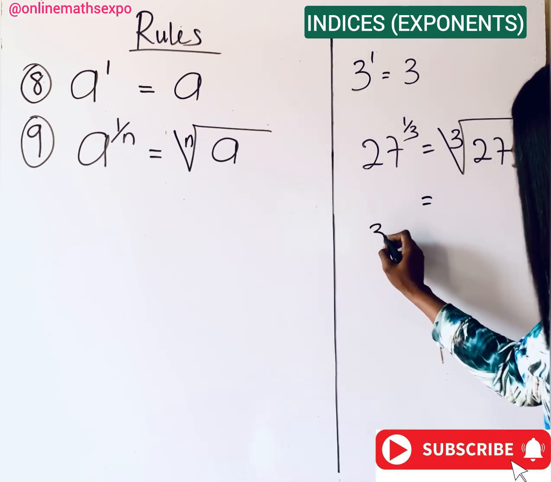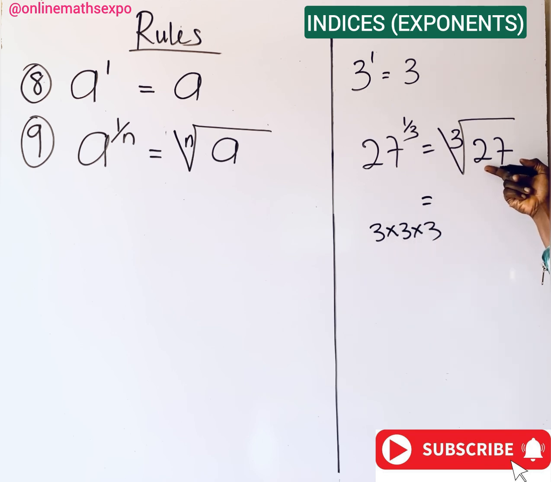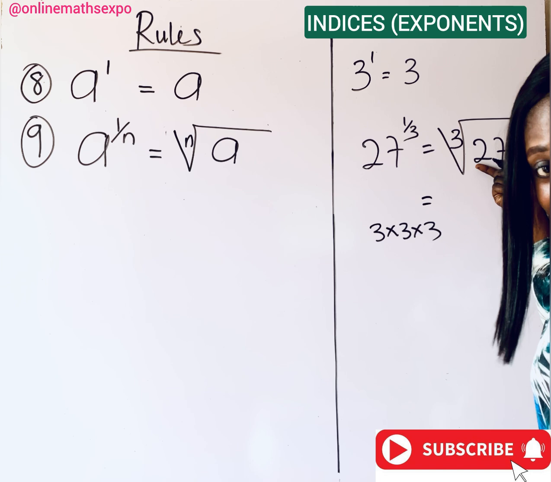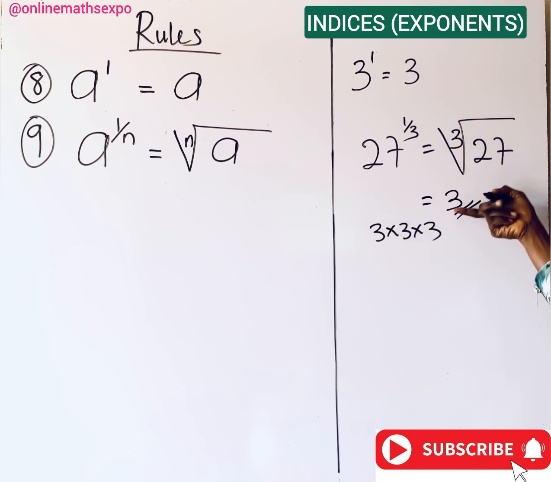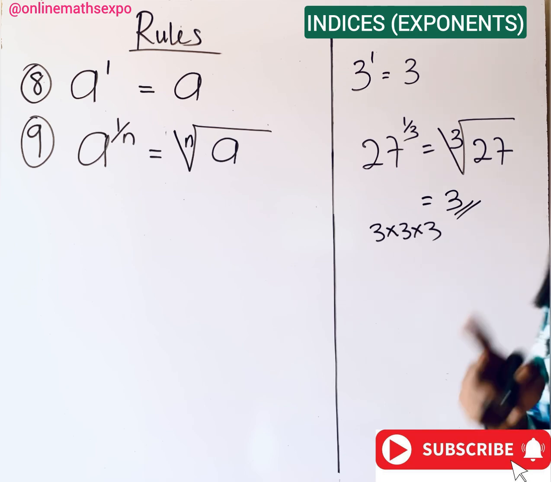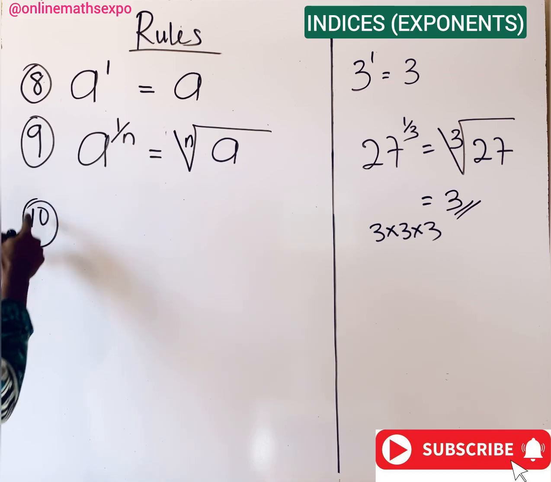It is what? 3. Because when you multiply 3 times, it gives you this number. We call this number inside the radicand. So this will now give us 3 as an answer for simplifying this. I hope it's clear. Now, let's look at the next rule. We call it rule number 10.